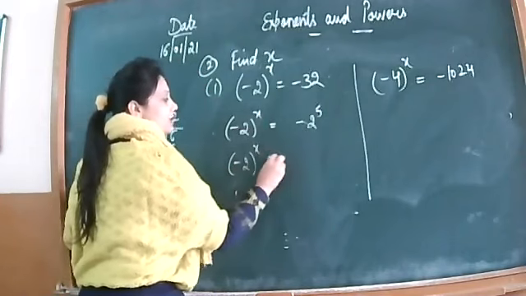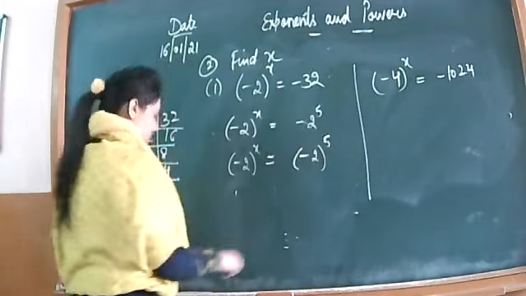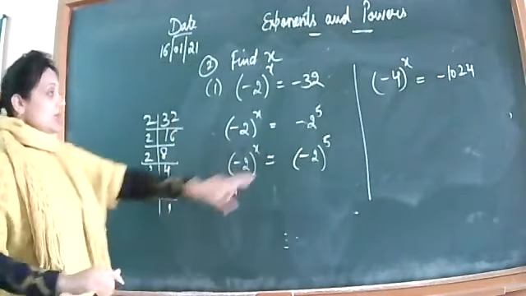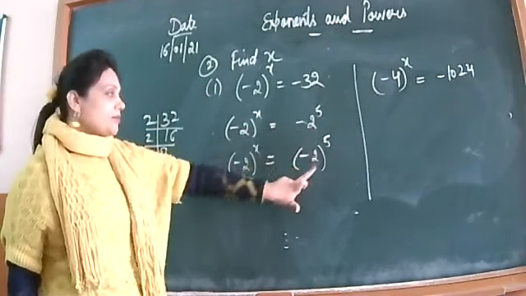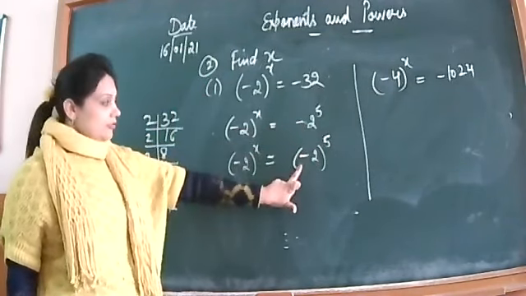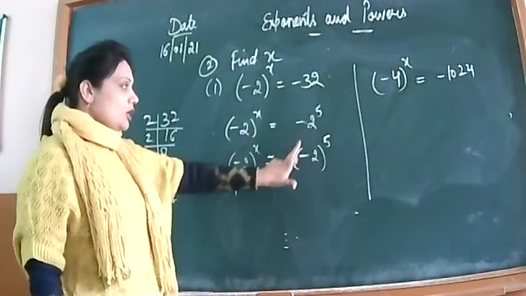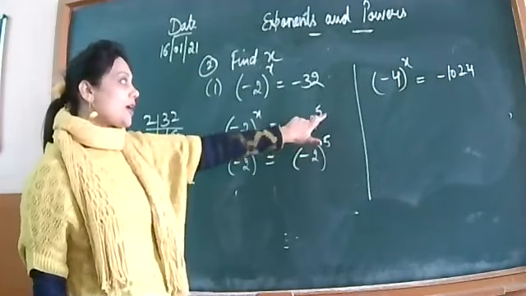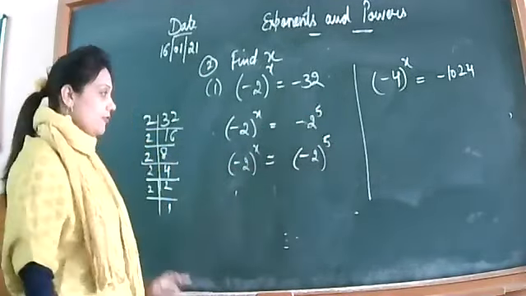Further we can write it as (-2) whole power 5, because we are having a minus sign, and if the minus sign is getting multiplied 5 times, then we will get minus only. So we can write this -2 raised to power 5 as (-2) whole power 5.